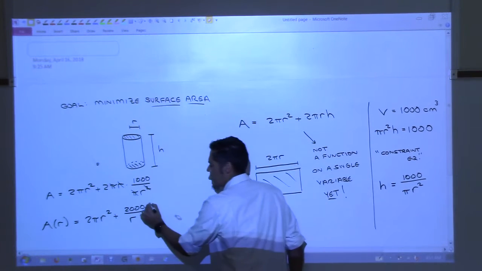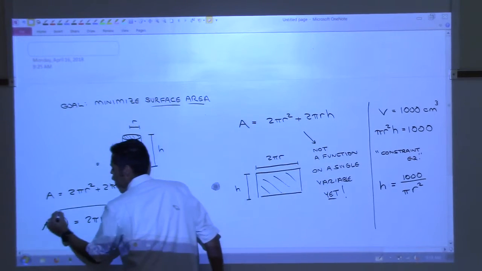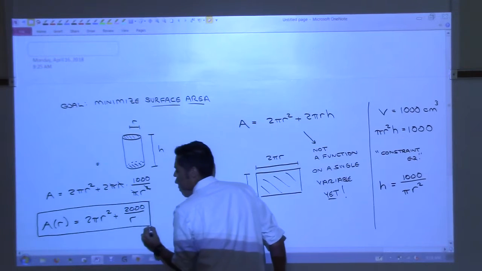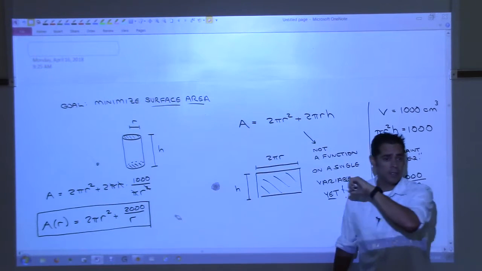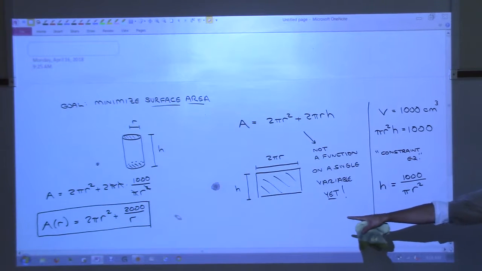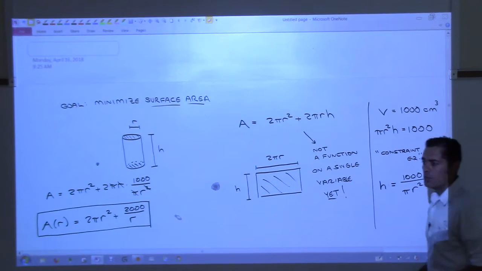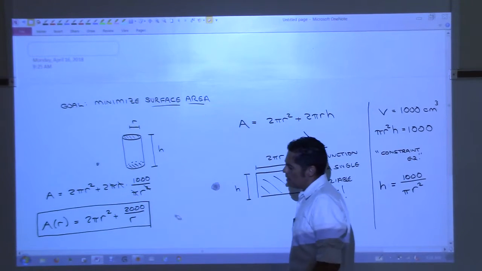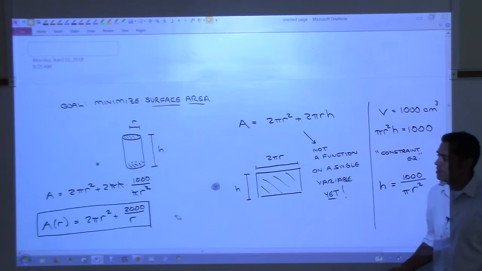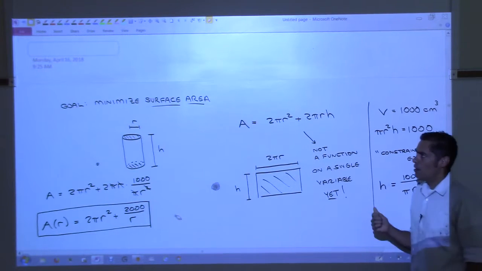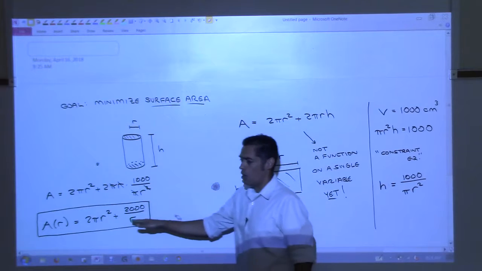And this is the function that you know how I graphed something earlier? A little while ago I had a graph of something up here? That's what I graphed, okay? And we're going to try and find its lowest point. So the next thing we need to do is consider what our restrictions are for r.